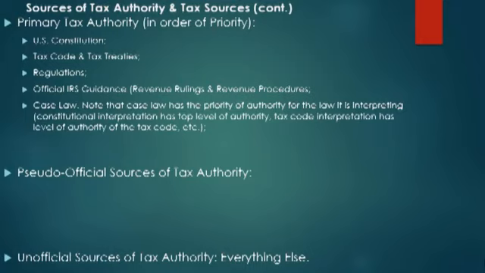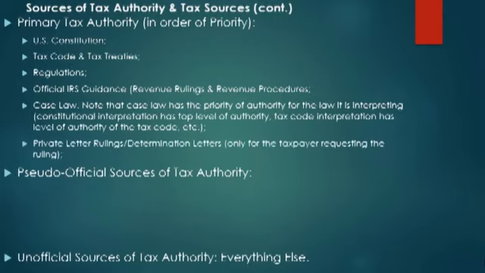Well, Congress can change the tax code, and then the case will be changed as well. So the case is basically going to attach to whatever authority it's interpreting in terms of its level of authority. Then you have private letter rulings, determination letters, and these are only for the taxpayer requesting the ruling, not binding elsewhere. Then you have these, what I call pseudo-official sources of tax authority.